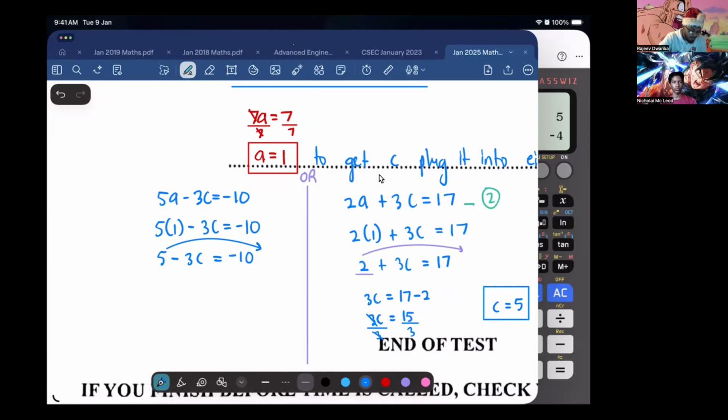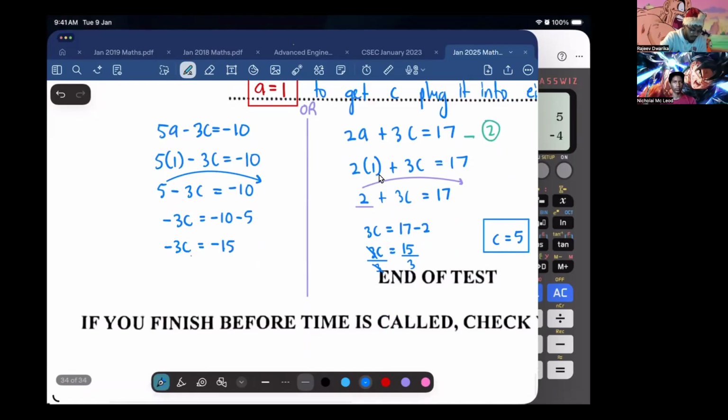So we're going to send the 5 across. If I do that, on the left-hand side, I'll be left with minus 3C. And if I move across positive 5, it's going to turn to -5. So I end up with minus 3C is equal to what? What is minus 10 minus 5? Minus 15.